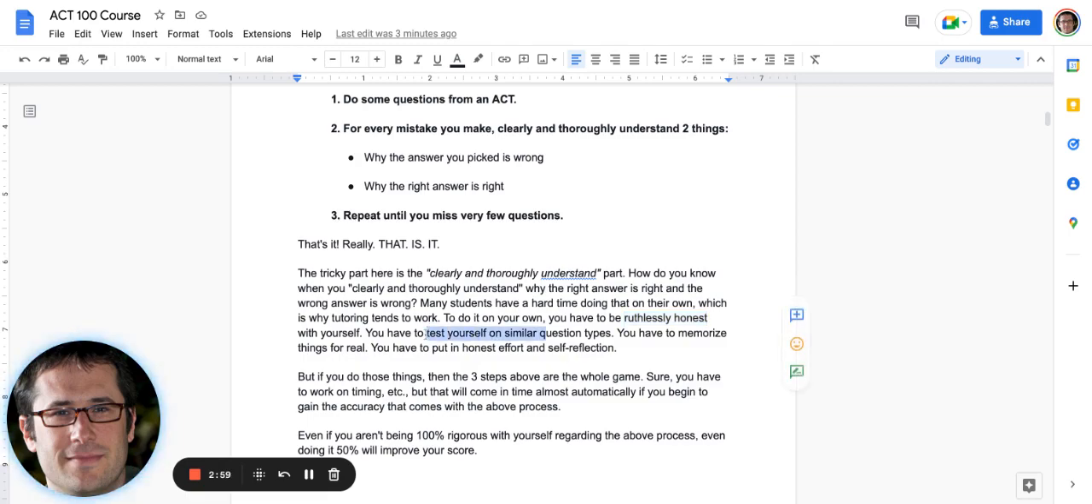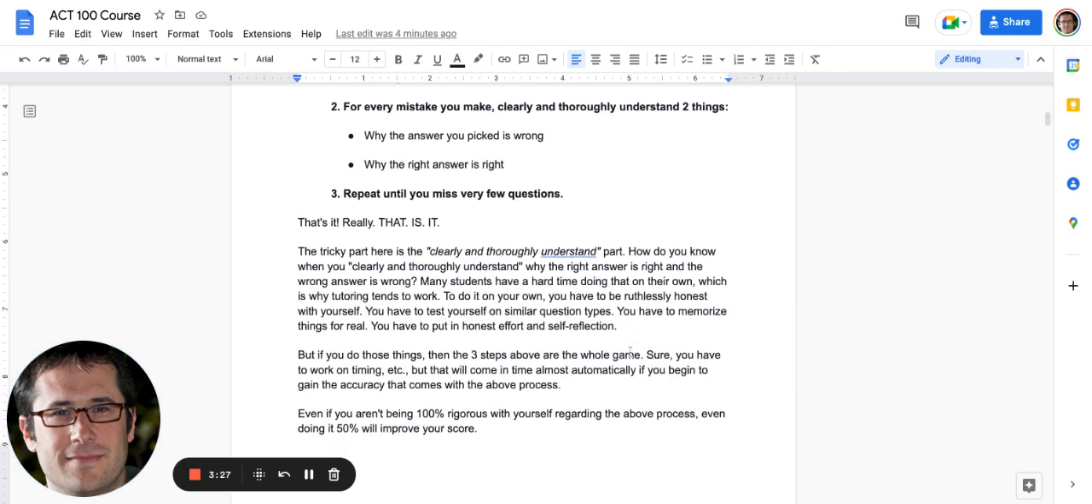You have to test yourself on similar question types, right? Okay, do I really know this? Well, I should do 10 questions on these types, like commas or whatever it is, and get 10 of them right, right? You have to really memorize things, right? You have to have flashcards for a formula. You can't say, oh yeah, I kind of remember that. No, you have to get a flashcard, and you should be able to instantaneously answer the question on the flashcard. Then you know it, right? You have to put in honest effort and self-reflection.